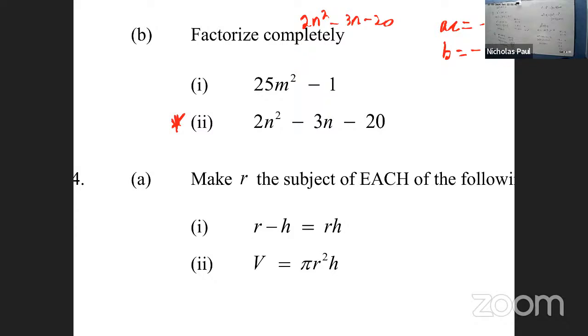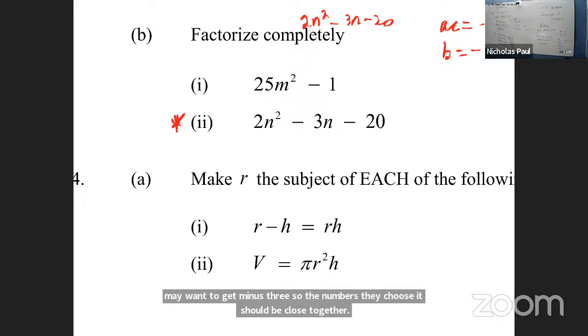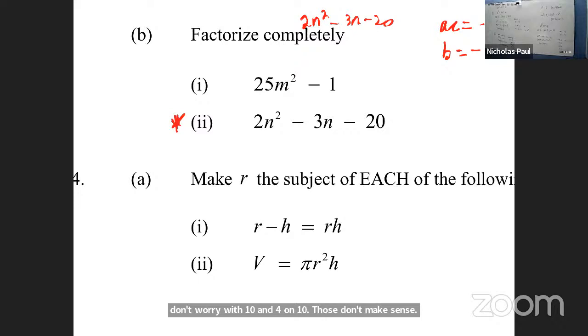Remember, you want to get minus 3, so the numbers you choose should be close together. Okay? Don't worry about 10 and 4 and 2. Those don't make sense. So forget 10 and 4, forget 20 and 2. Focus on two smaller factors of 40.